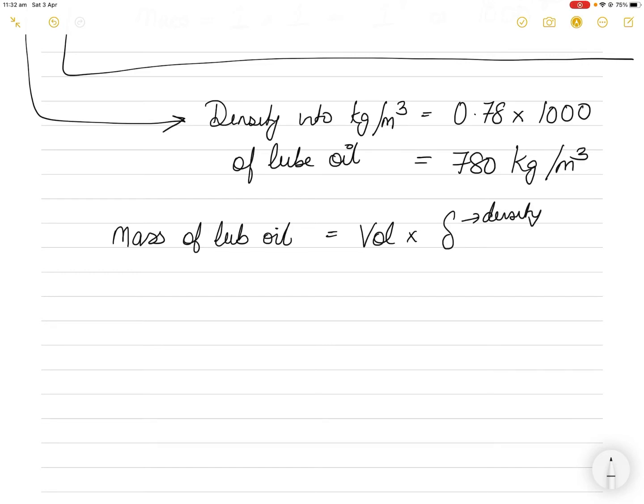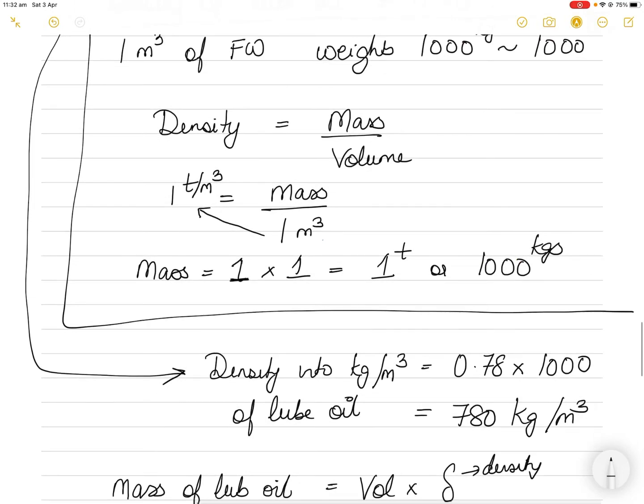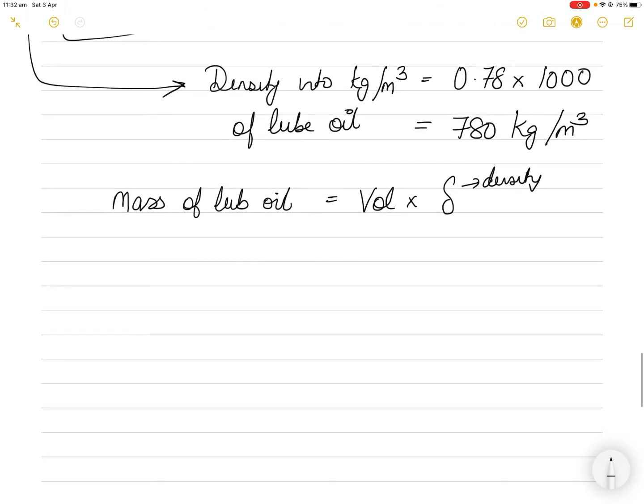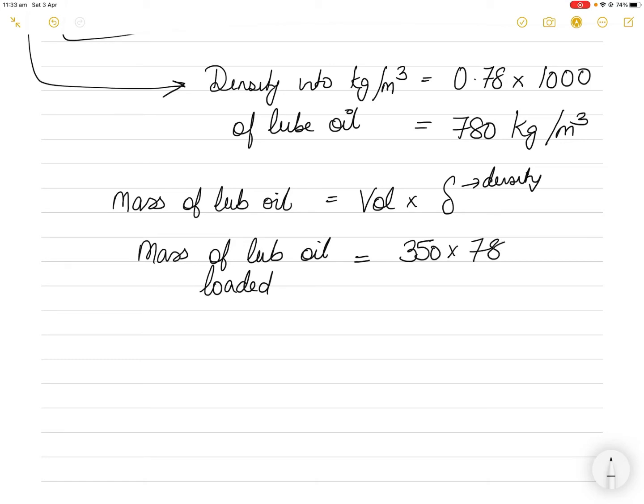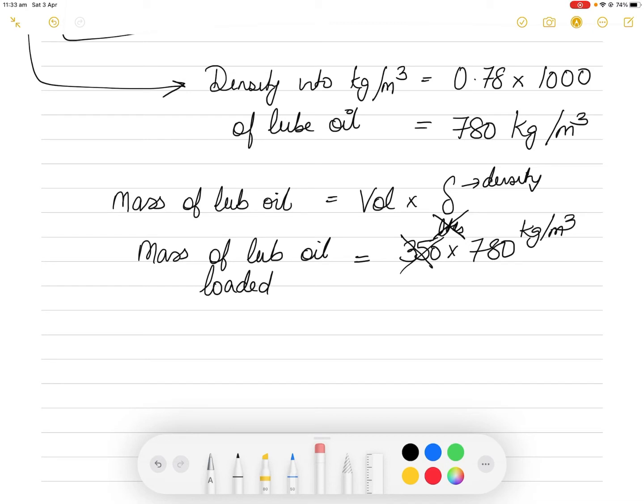This formula comes from this formula here. Density equals mass by volume. So mass will be equal to density times volume, right? So mass of lube oil loaded into the cylinder is equal to the volume of the lube oil, which is 350, multiplied by 780. Now this 350 is liters and this 780 is kilogram per metric cube. So I cannot use these liters, right? As soon as I write this, that's why I said you have to be very aware of the units. I'll have to remove this. I have to make sure my liters is converted as well.